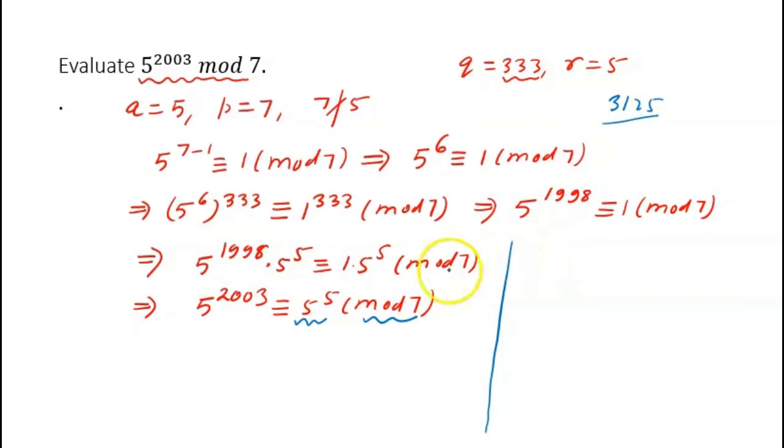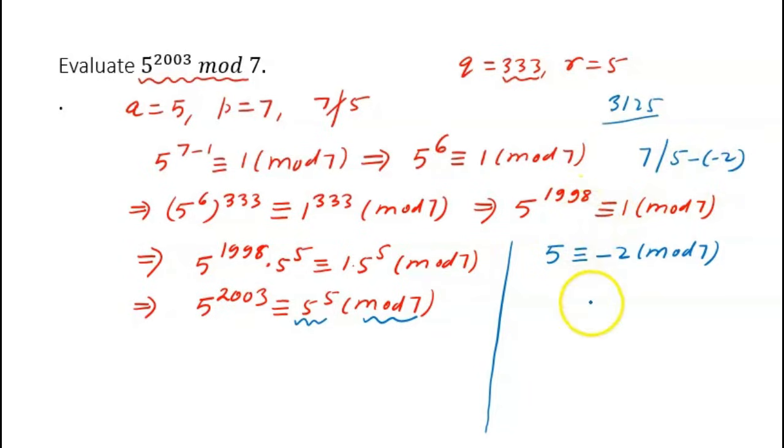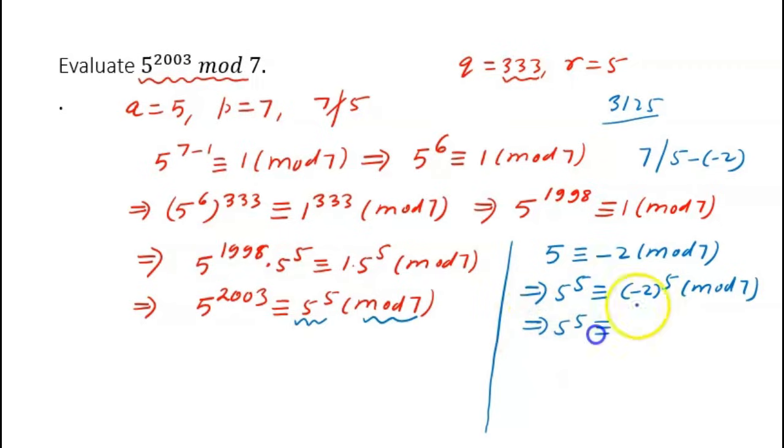See, if I have to calculate 5 to the power 5 modulo 7, then I can consider 5 is congruent to minus 2 modulo 7. I hope you agree. Why? Because 7 divides 5 minus minus 2, and 5 minus minus 2 will be 7. So this can be seen as 5 to the power 5 is congruent to minus 2 to the power 5 modulo 7, and minus 2 to the power 5 is minus 32.